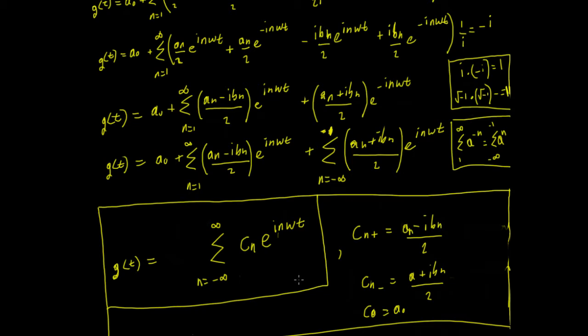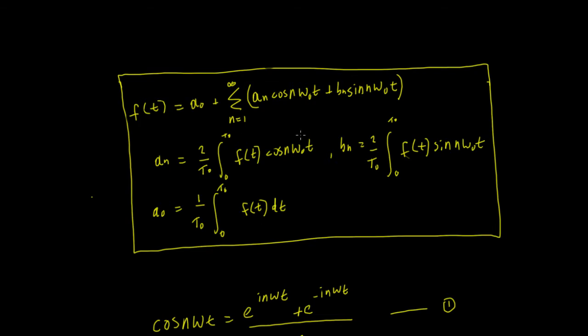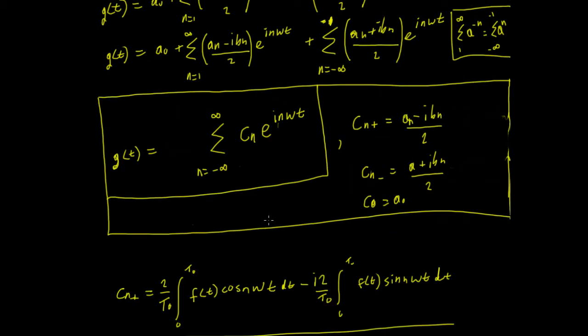Now this here is the complex version of the Fourier series, the whole thing. What we want to do is see if we can find the complex version of these dot products here. We can pick a value of Cn, so we'll pick initially the value Cn plus. So we're going to have Cn plus is an minus i bn upon 2.